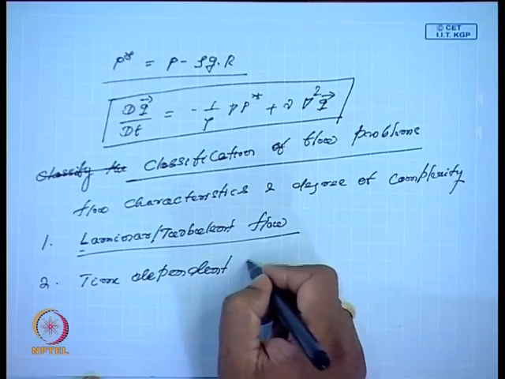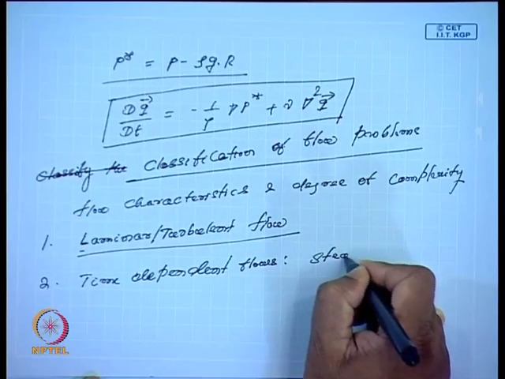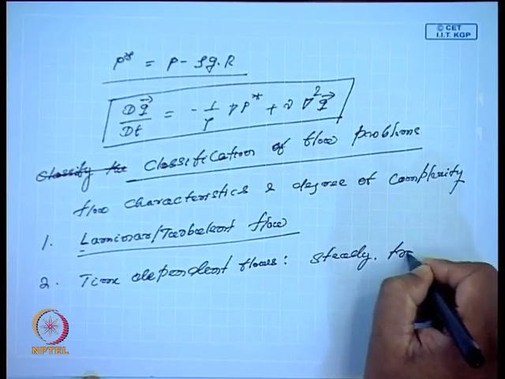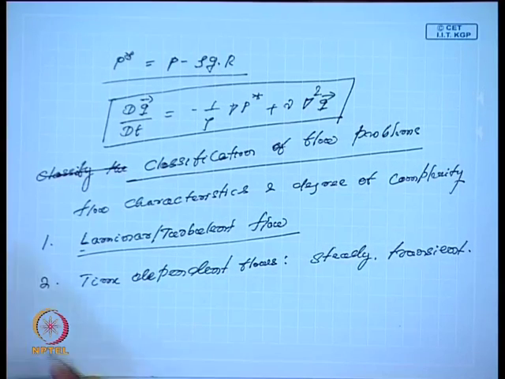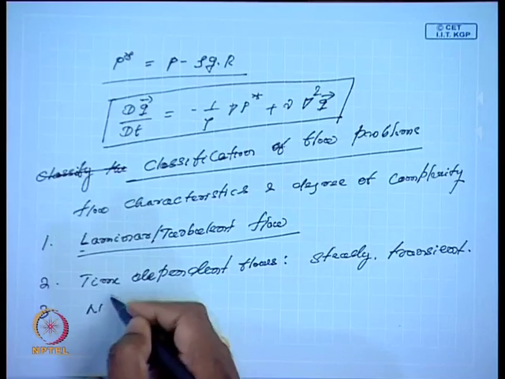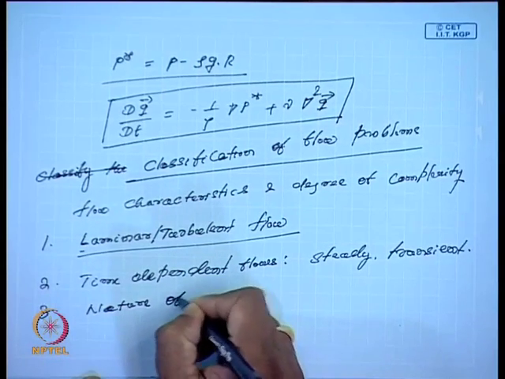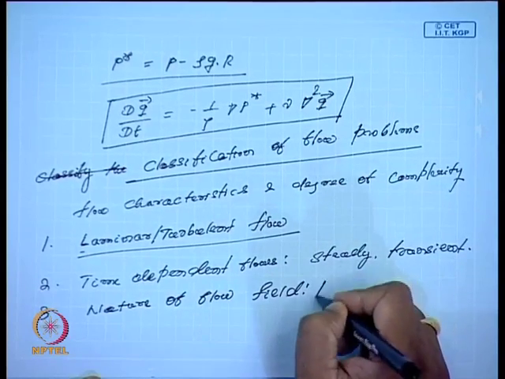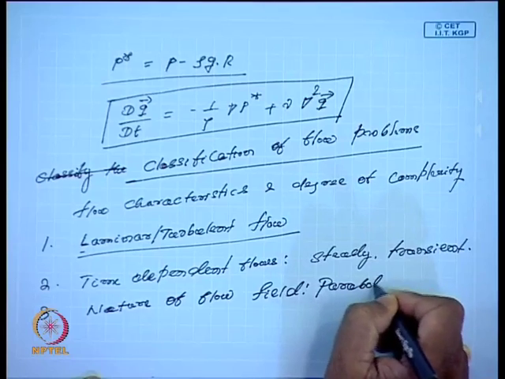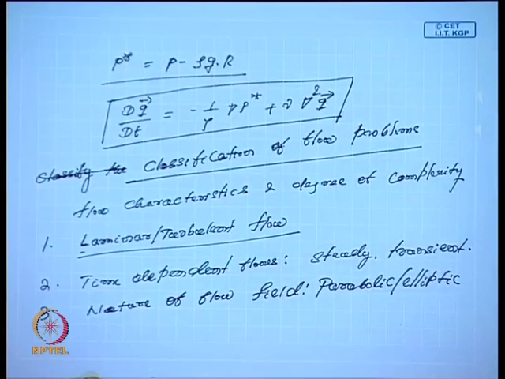Time dependent flows, that is one is steady, the other I can call it as a transient flow. Then we can have the flow field, nature of the flow field. It can be parabolic or elliptic. The flow field can be parabolic or elliptic in nature.